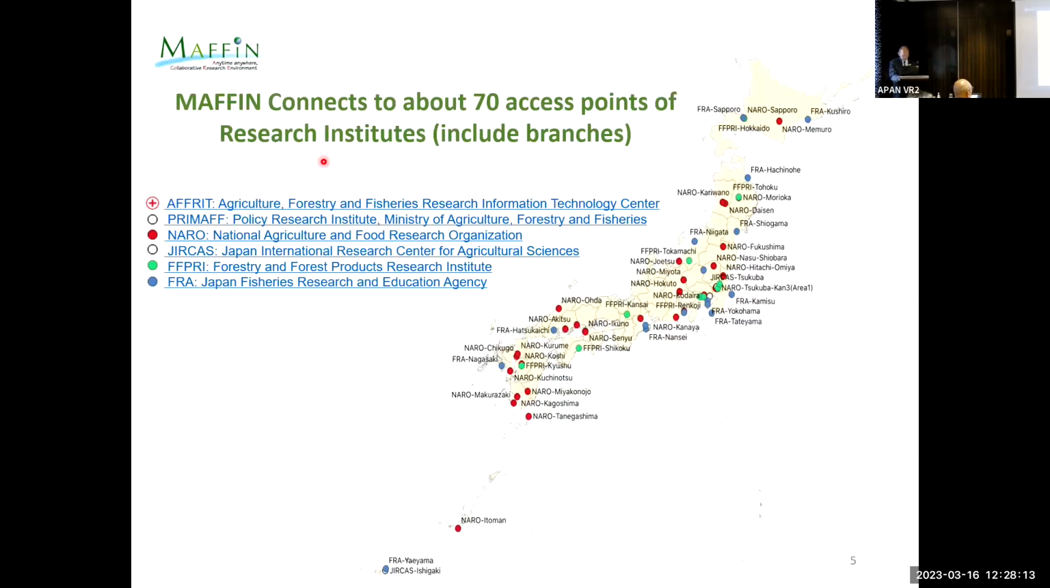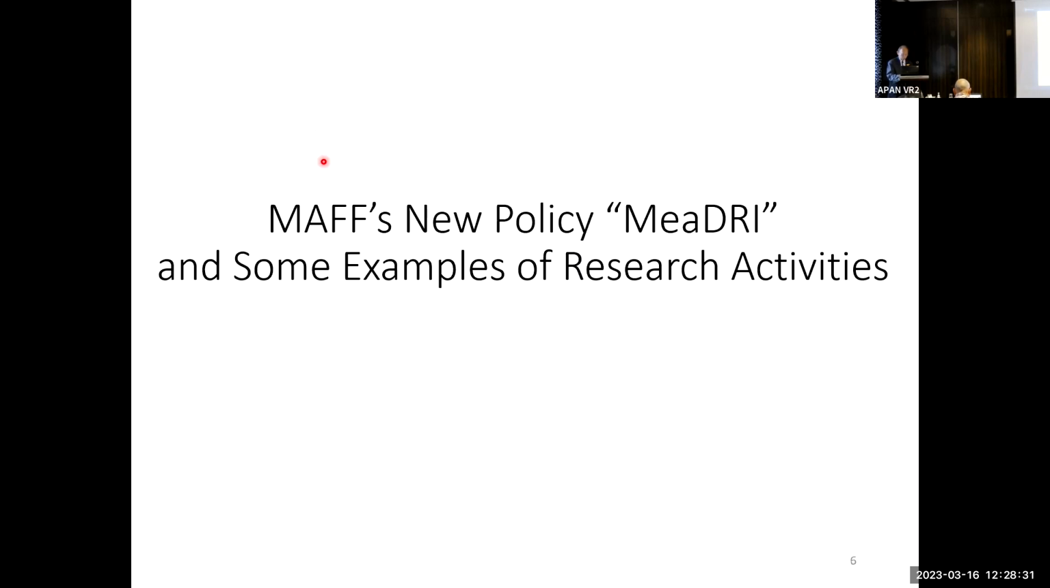This map shows that MAFIN connects about 70 access points of research institutes related to agriculture, forestry, and fisheries, including branch offices to cover all the areas in Japan.